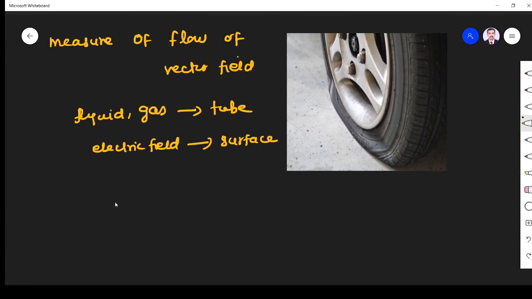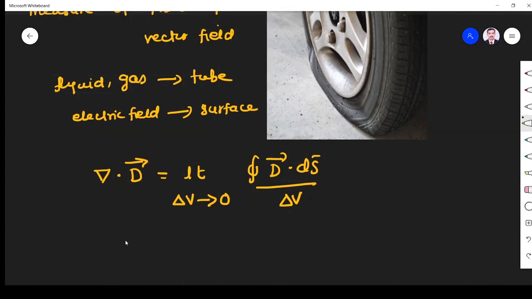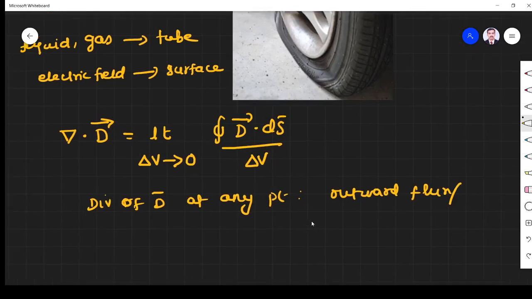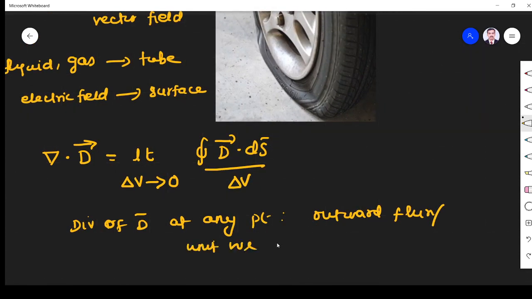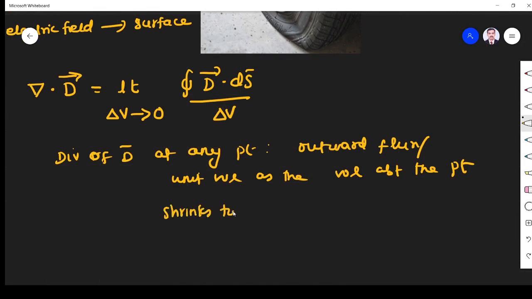Now we will define divergence. Divergence of a vector field, suppose the vector field is D, is nothing but del dot D, which is given by the expression del dot D equals limit del V tends to 0 of closed integral D dot dS divided by del V. Divergence of vector field D at any point, that is a very important word, at any point, is given as the outward flux per unit volume as the volume about the point shrinks to 0. This is known as divergence.